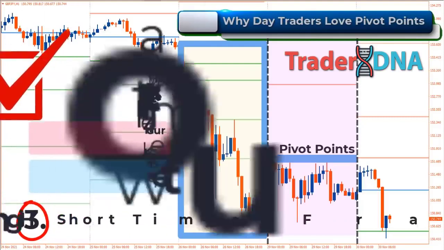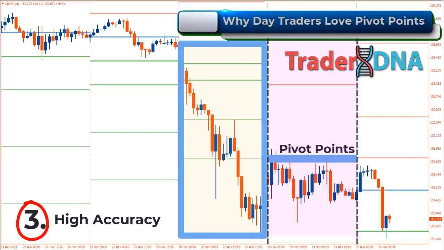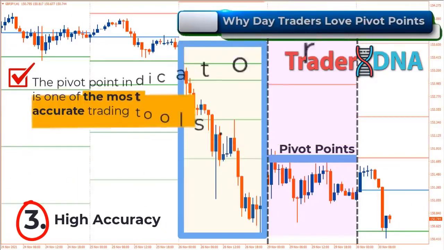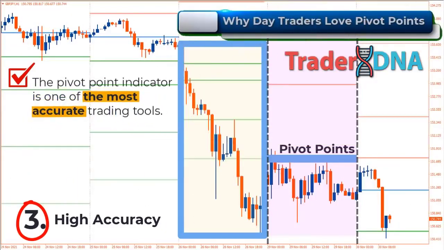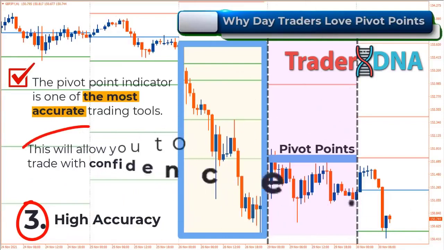Third, high accuracy. The pivot point indicator is one of the most accurate trading tools. The reason for this is that the indicator is used by many day traders, professional and retail alike. This will allow you to trade with confidence.